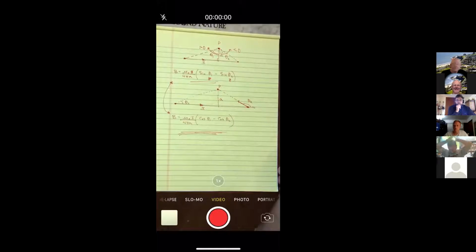I actually just finished 14, and I tried it the cosine way. Okay. Because that's how the solution manual did it. Yeah.